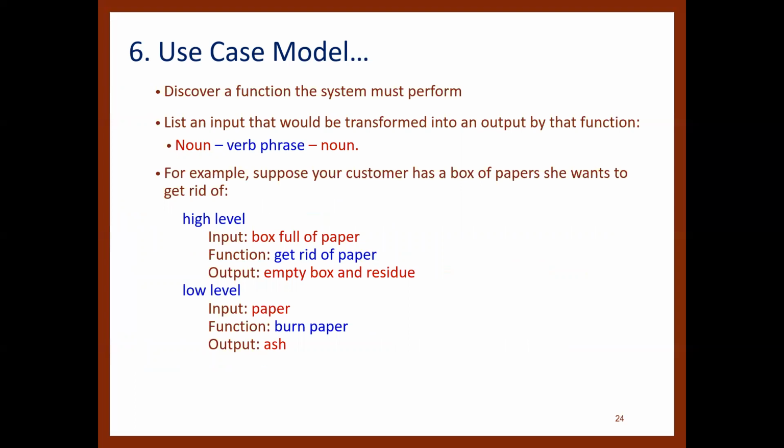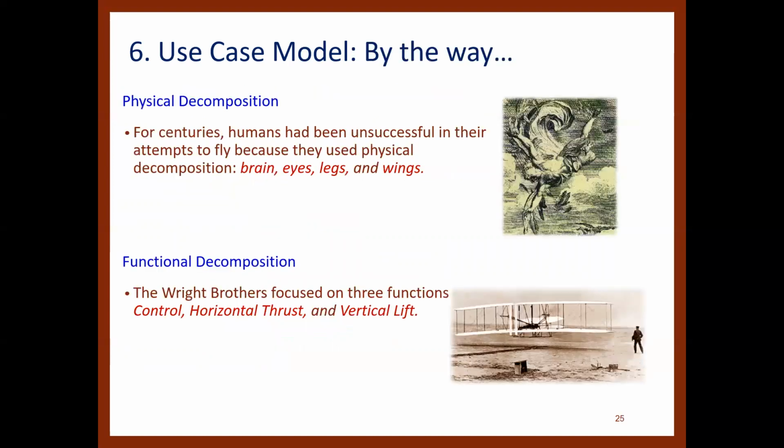So as I mentioned, use case models can help you discover a function the system must perform. You will list an input that will be transformed into an output, and so on. So here are some examples. If you want to look at them, as you study these slides, these are relevant in terms of what we are going to discuss when we get to the use case models.